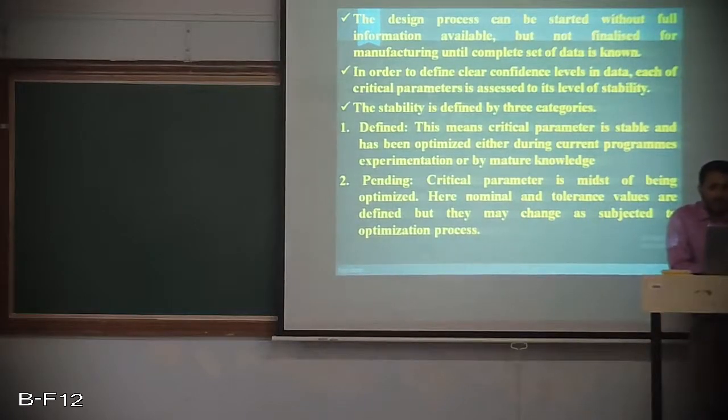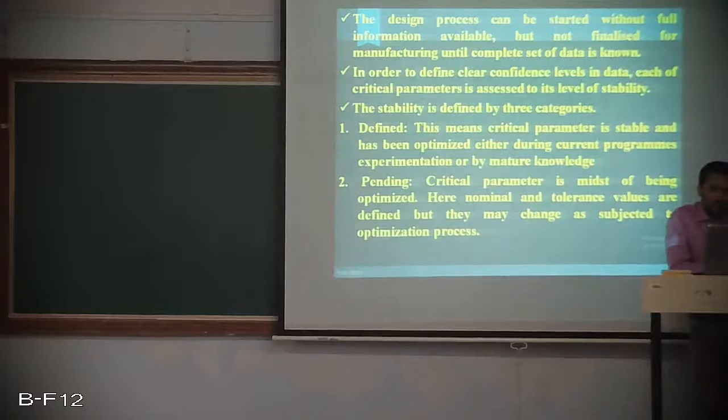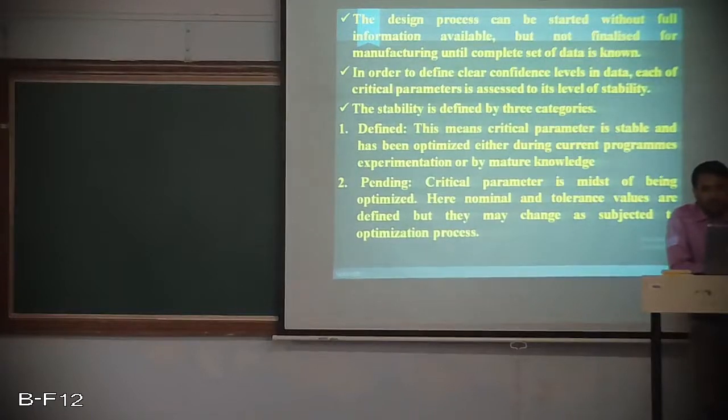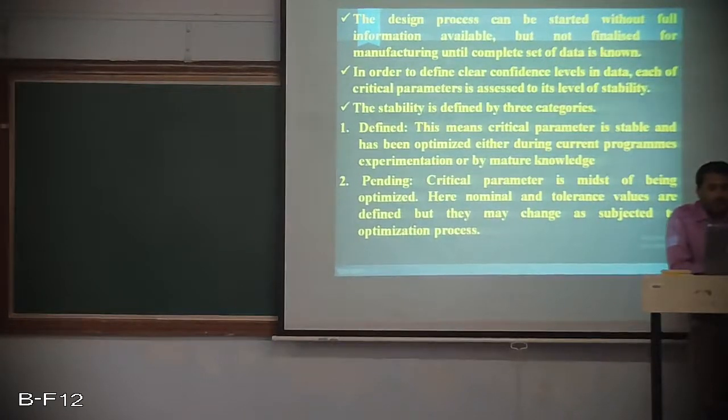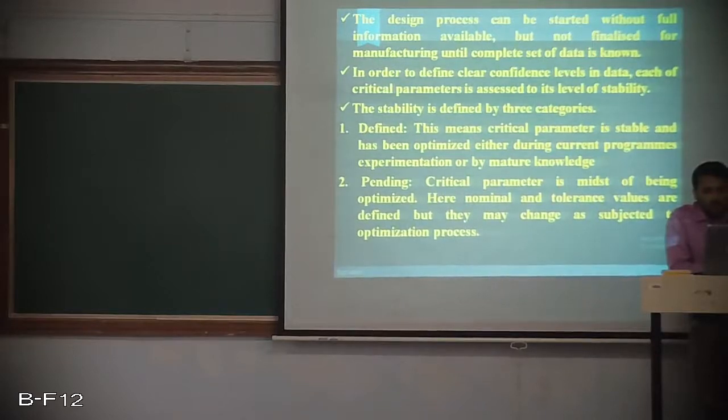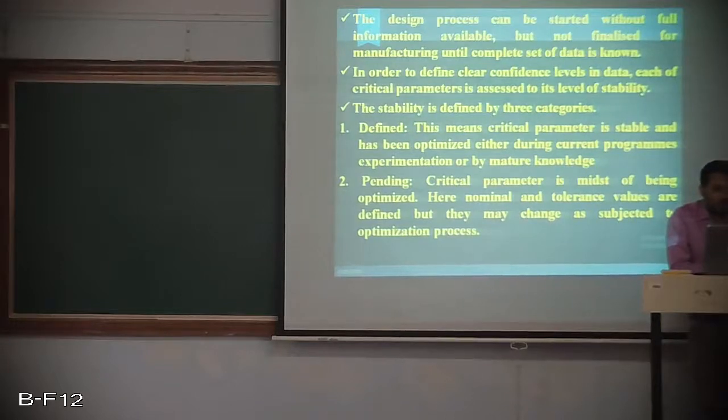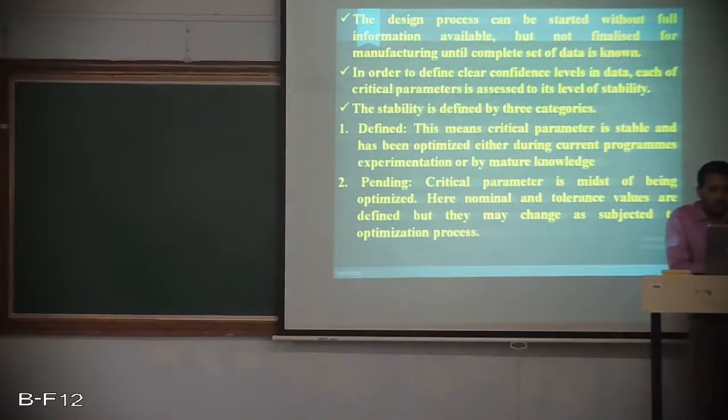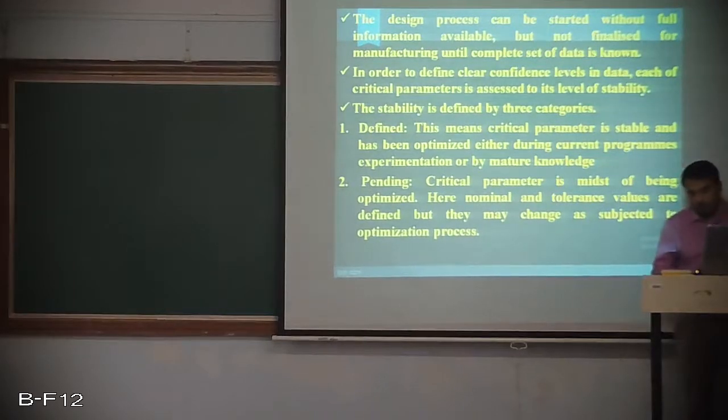The stability is defined by three categories. The first one is defined. This means the critical parameter is stable and has been optimized, either during current program experimentation or by mature knowledge. That means the critical parameters are stable and have been optimized, then there is no fear in changing the design. We have confidence in our design.